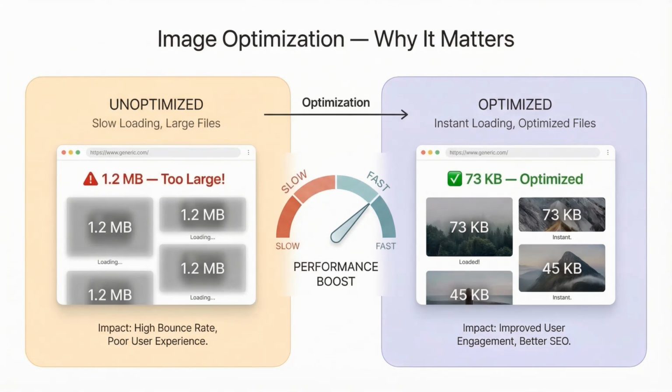To put this in perspective, the instructor demonstrated an image that was originally 1.2 megabytes. After optimization, it came down to just 73 kilobytes. That's a reduction of over 90%, with almost no visible difference in quality. That kind of improvement can make a huge difference to how fast your website loads.